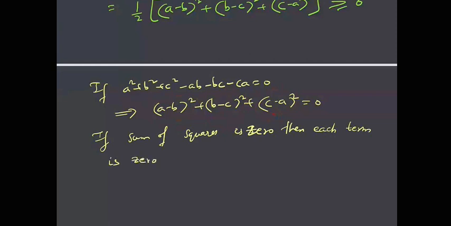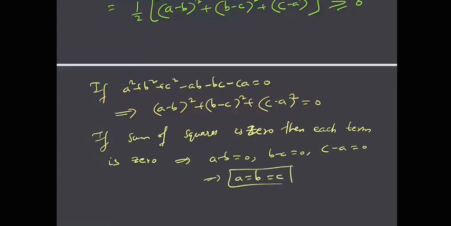Right? So this means that a minus b is 0, b minus c is 0, and c minus a is 0. So simply you will get a is equal to b is equal to c. Okay.